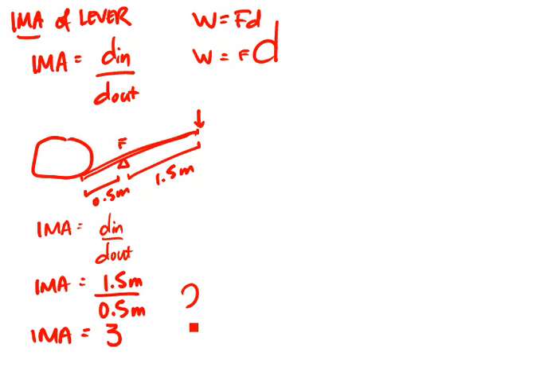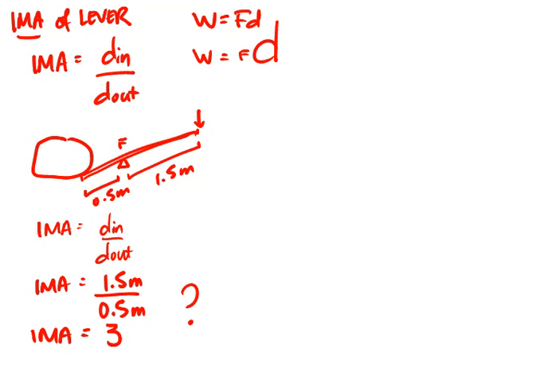What does this 3 mean? This 3 means that it is 3 times easier to lift this boulder with the lever than without it. Or, in other words, it requires 3 times less force in order to lift it.